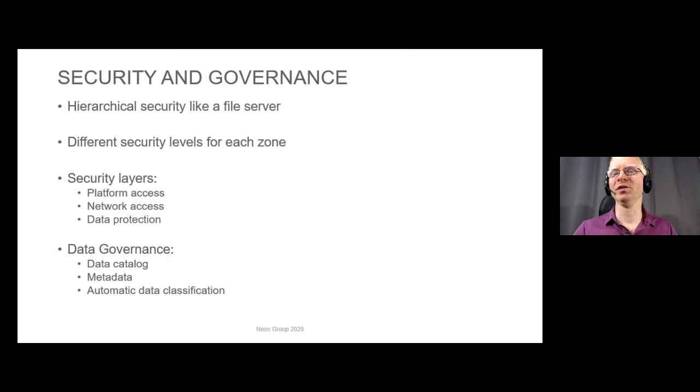A data lake can be really similar to a file server with folders, and each of these folders can have a different access level. So the information can be really different. It can be anonymized or transformed between those different zones, as we saw before. So the access can be different as well.